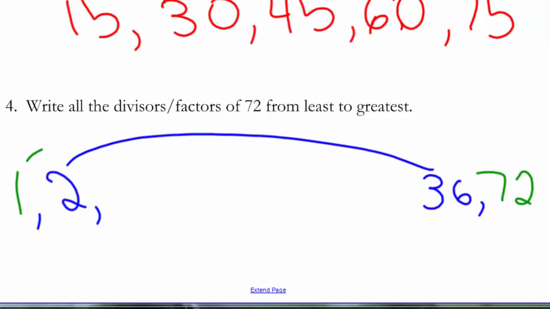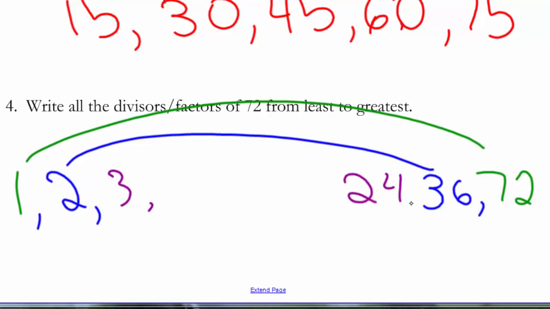And 3. Will 3 go into 72? Sure. 3 goes into 72 24 times. How about 4? Will 4 go into 72? Yes. 4 goes into 72 18 times. How about 5? Will 5 go into 72? No, it won't. But 6 will. 6 will go into 72 12 times.